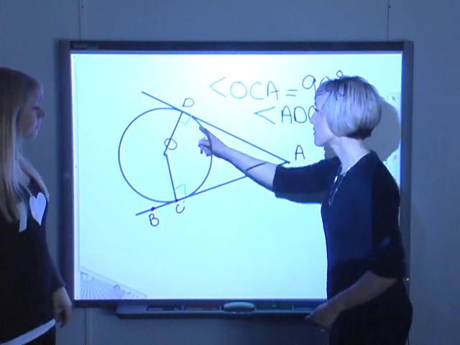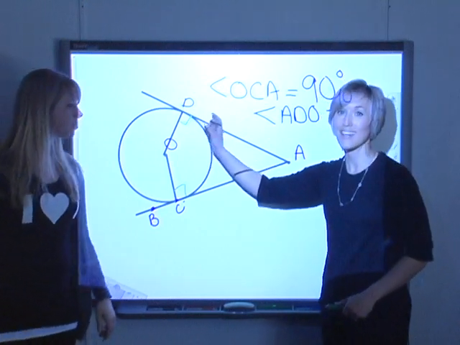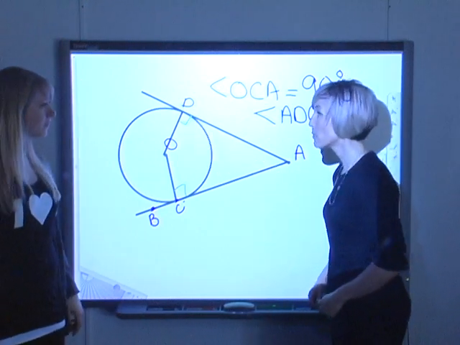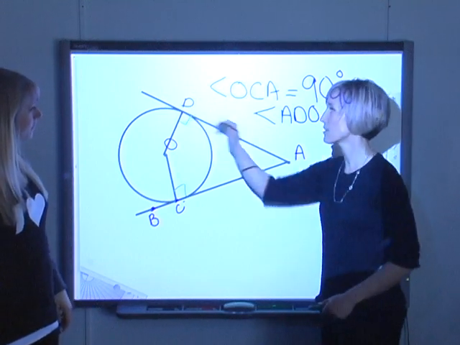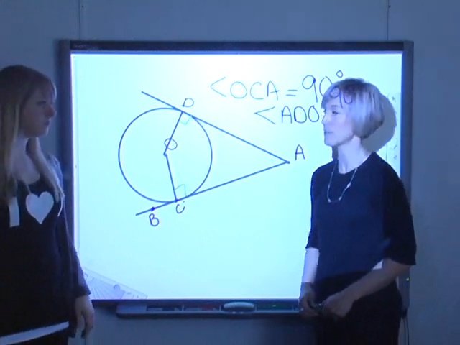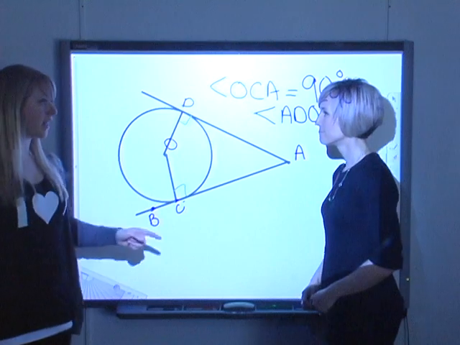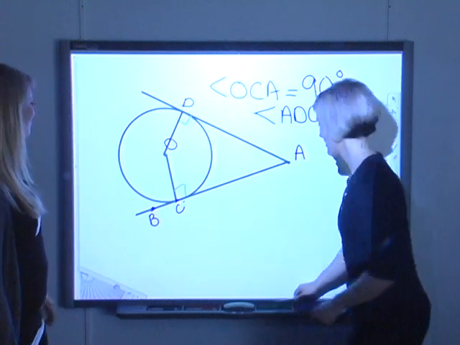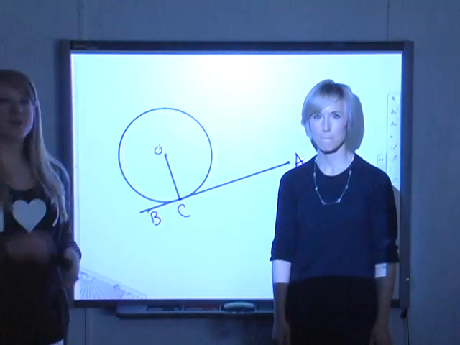Perfect. And we know that that point always forms a 90-degree angle. So therefore, we can also say that the tangent line is perpendicular to the radius. Good vocab use. Perfect.